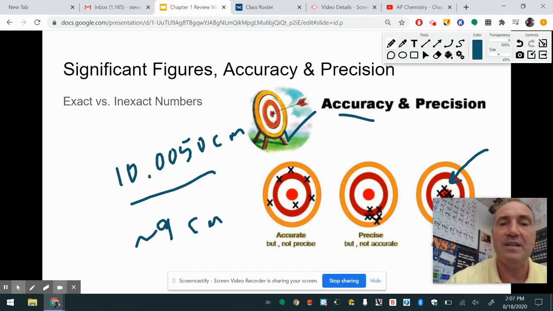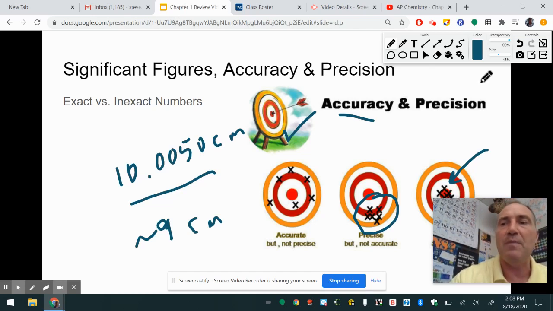So this person is accurate because they were pretty close to the center, but they're all over the place. So this is why we do multiple trials sometimes. Now this person is precise because they're all grouped together. So precision deals with sets of data. Accuracy is actually hitting the mark.